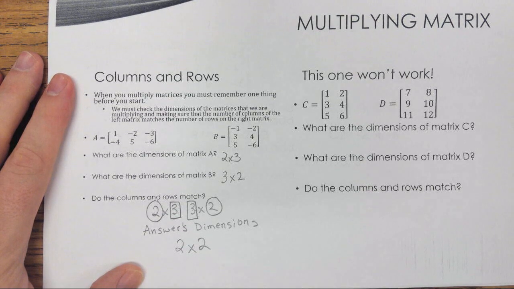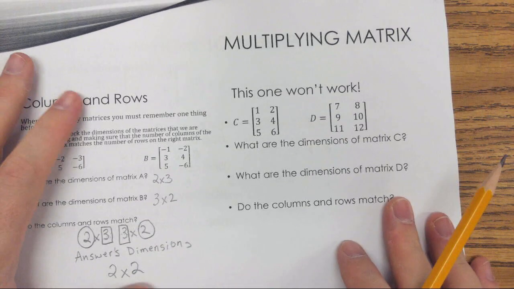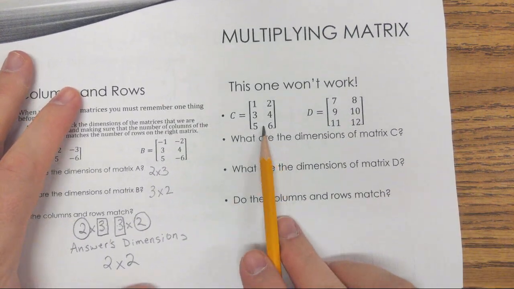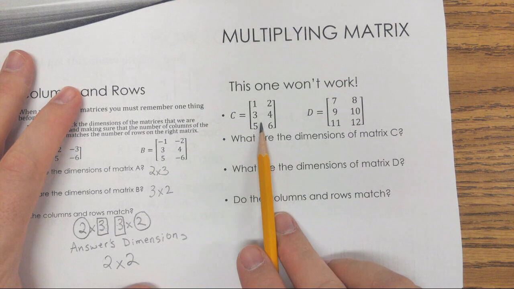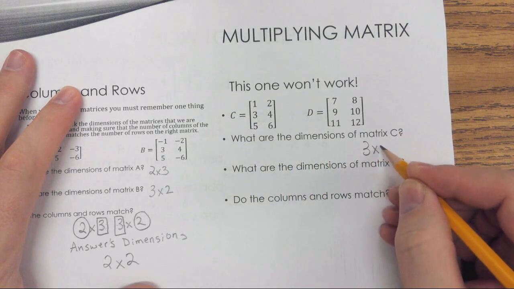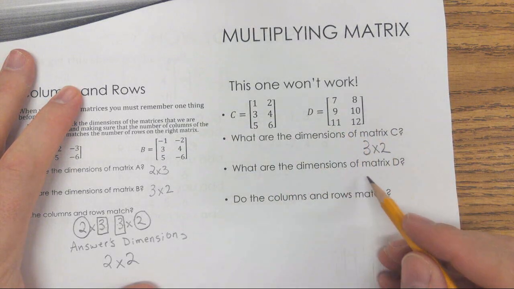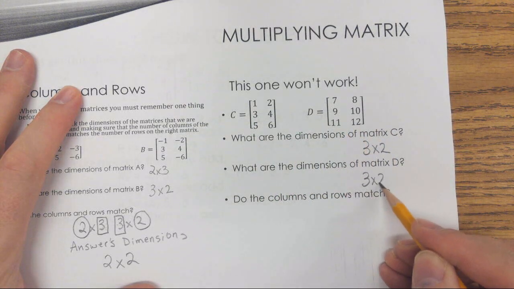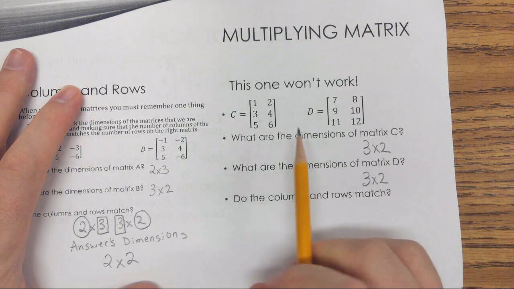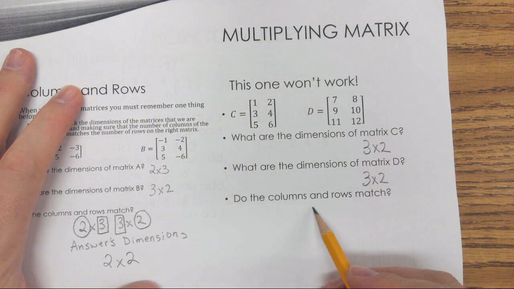Remember, when you're multiplying matrices, you have to match the columns and the rows. So, let's look at this one. What are the dimensions of matrix C? Well, it's a 3 by 2 matrix. Matrix D is also a 3 by 2 matrix. Now you might think, looking at this at first, oh, they're the same, I should be able to multiply them together. But let's look.